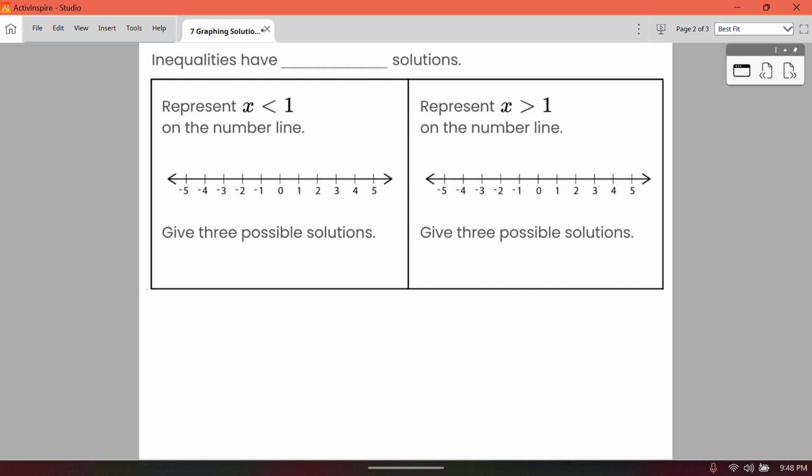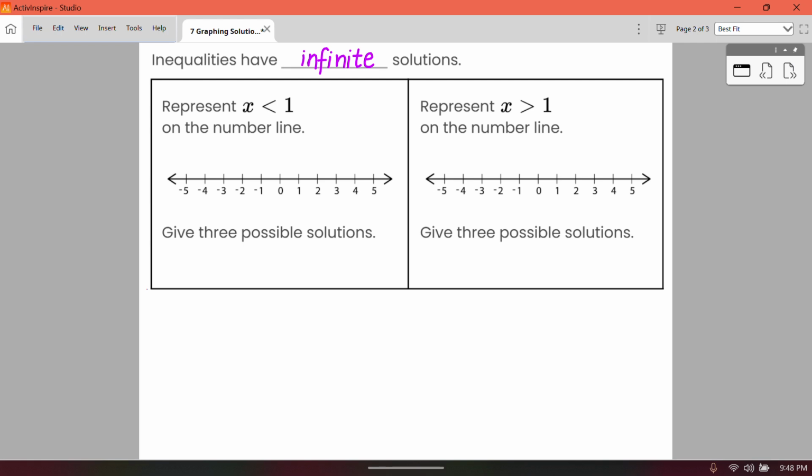But with an inequality, it's not the same. So inequalities do not just have one solution. In fact, they have infinite solutions. Like the infinity symbol. That means they have an endless number of solutions. There is no stop. It's kind of like the digits of pi. They go on for infinity, so do the solutions for an inequality.